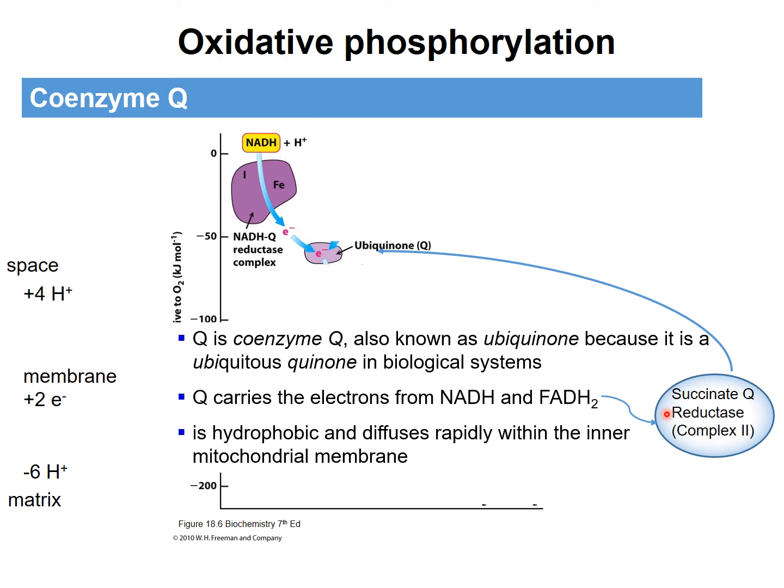And as I mentioned earlier, complex 2 doesn't pump any protons across the membrane, and for this reason, FADH2 will generate less ATP than NADH, which goes through complex 1 that pumps protons, subsequently followed by complex 3 and 4.